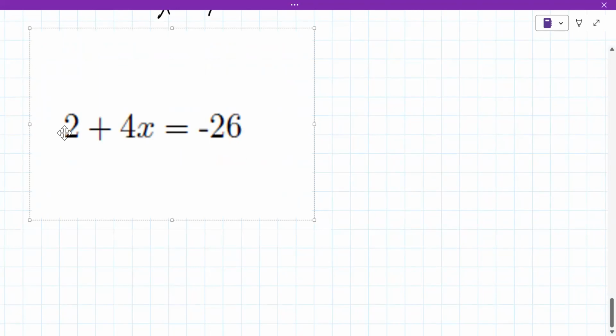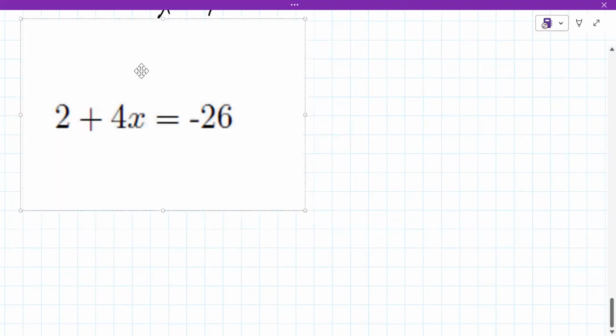So you've got a 2 here, 4 here. Give this one a try. We've done enough practice that you'll be able to do this without me helping much.